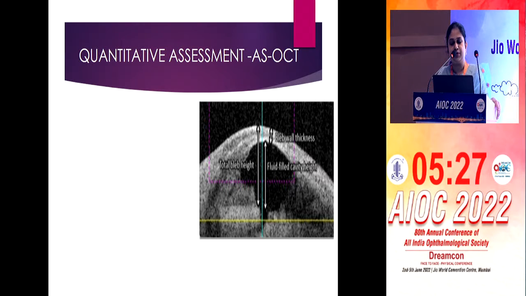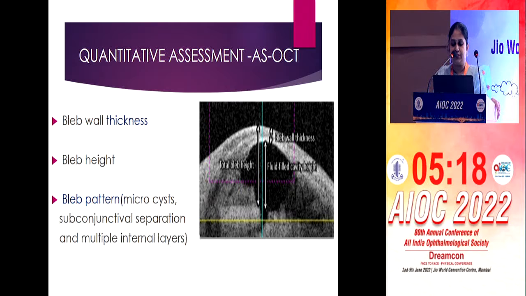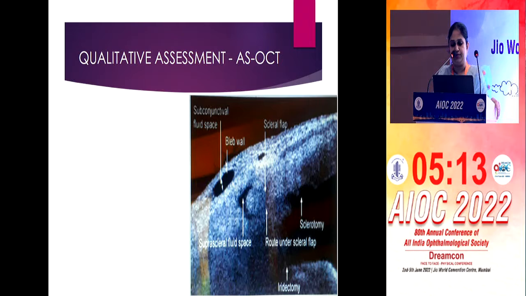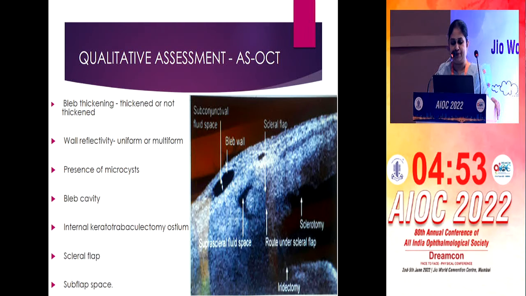The quantitative assessment by ASOCT provides information such as the bleb wall thickness, the bleb height, bleb pattern in terms of microcysts, presence of subconjunctival separation, and multiple internal layers, and the height and extent of internal cavity. The qualitative assessment by ASOCT can provide information about the presence or absence of bleb wall thickening, bleb wall reflectivity, presence of microcysts, which are seen as small round hypodense spaces in the surface of the bleb, and also information about the bleb cavity, ostium, scleral flap, and the subflap space.